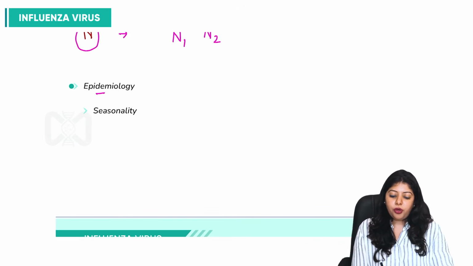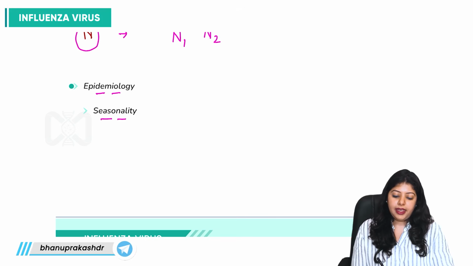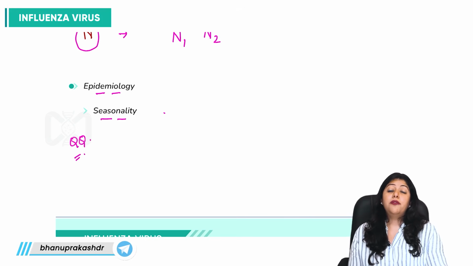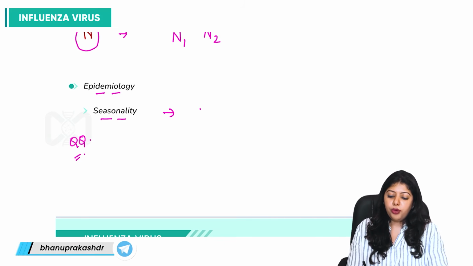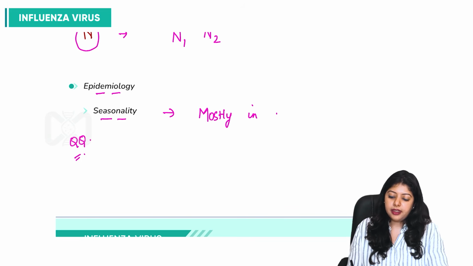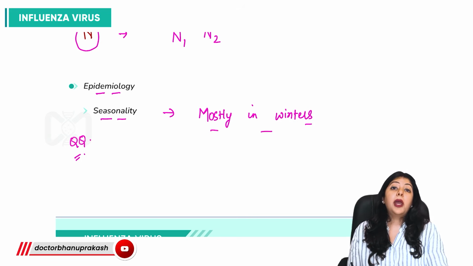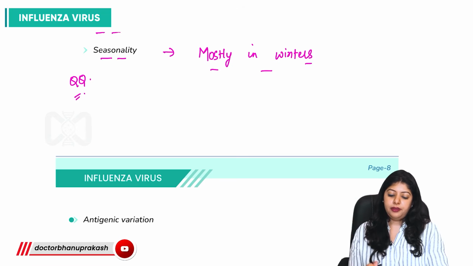So it is very important for influenza as an infection or as a condition which you should know that these take place mostly in winters. And seasonality is an important point when we talk about pandemics, right?